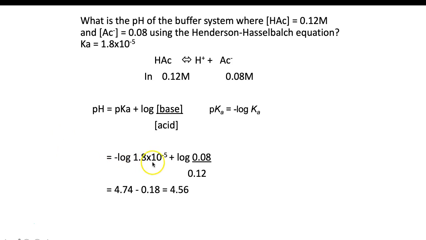So the negative log of this value is 4.74. And then once I divide and then take the log of this, I get negative 0.18. When I add them together, I get 4.56. So make sure this makes sense. If you go up here, you see the acid concentration was a little bit higher than the base, so I'd expect my system to be a little bit more acidic than basic. And that seems to fit pretty well.